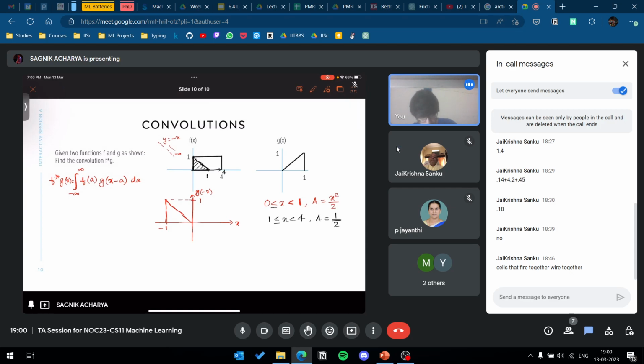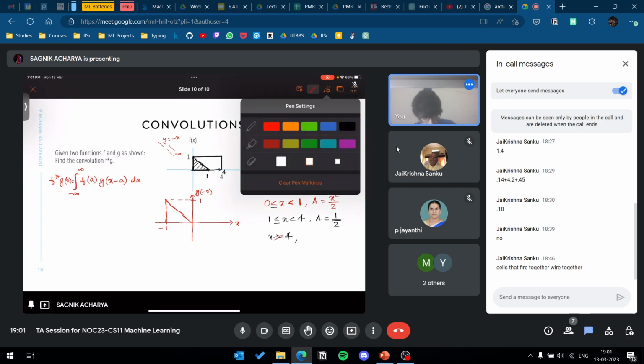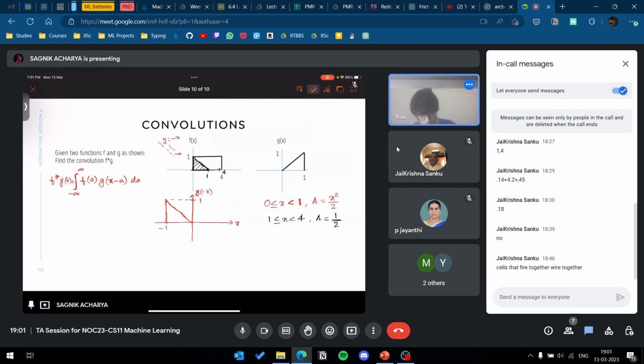And finally for x greater than 4, we have this region where this triangle will be leaving the rectangle, right? So this will happen from x equals 4 to x equals 5. So x is the coordinate of this corner, right? So this will happen from x equals 4 to x equals 5, right? So at 5 the triangle will be here, right?